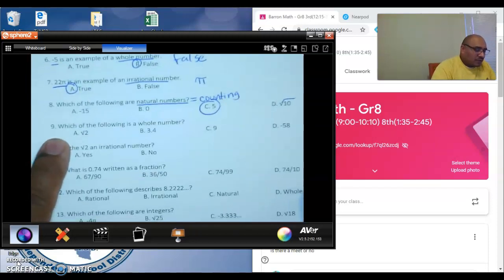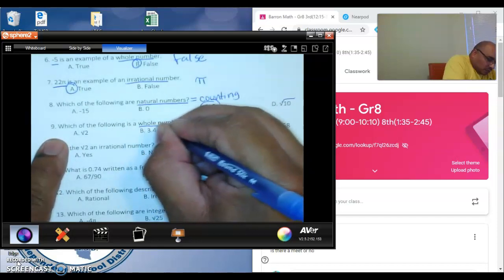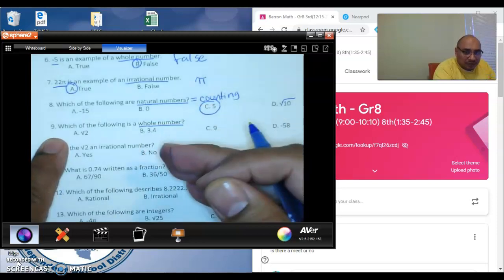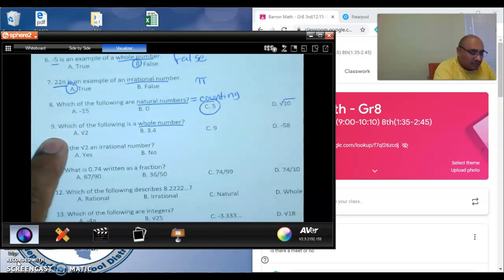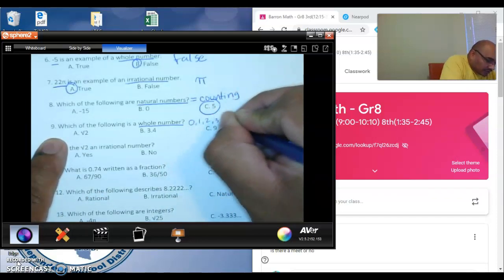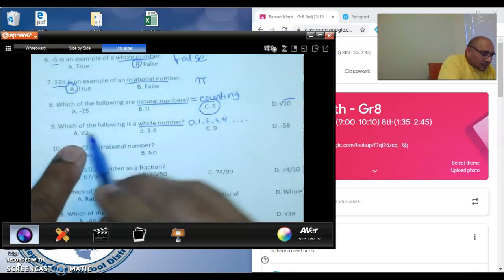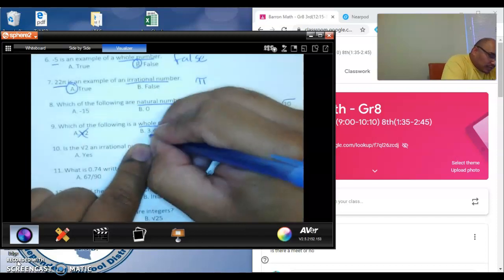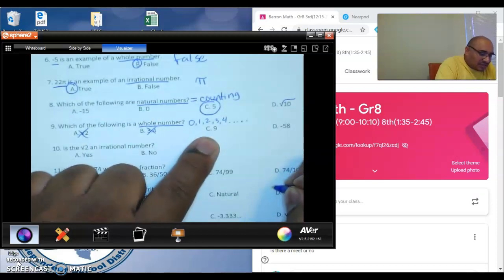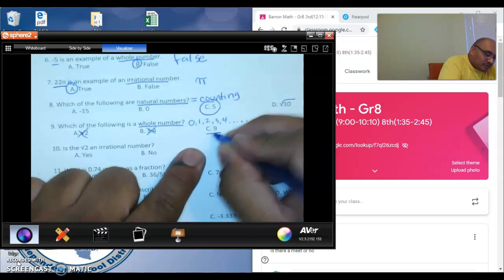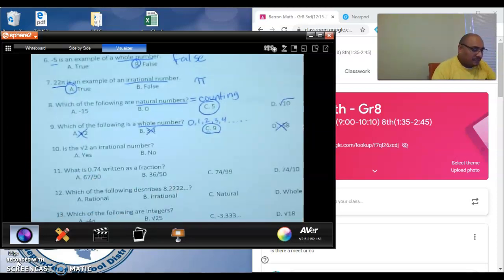Number 9. Which of the following is a whole number? And again, whole includes 0 and all the counting numbers. So 0, 1, 2, 3, 4, and so on. This is a square root, not possible. This is a decimal, not possible. C is 9, maybe. And then D is not possible because that's negative. So yes, the answer was 9.